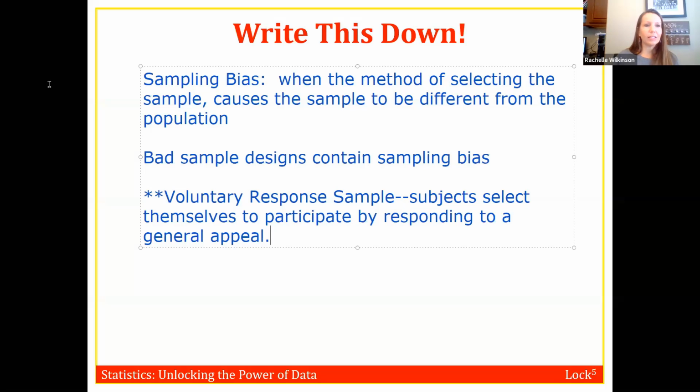Question in the chat window: does this apply to online rating sites like Yelp? Yeah, absolutely. So it definitely applies to Yelp. All the stuff that you're seeing on there, again, you're going to get the people who felt strongly one way or the other. So the problem with these is that they're not representative of the population.